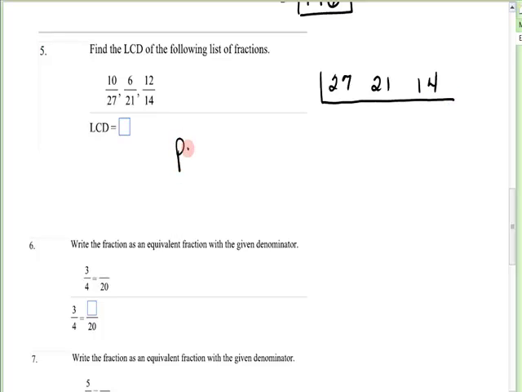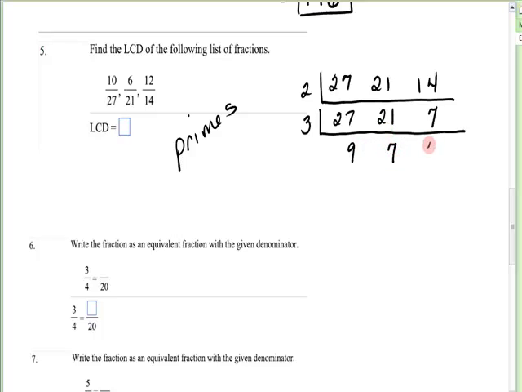I'm going to use my primes, remember, looking for this least common denominator. The smallest prime is 2. Will it go into any of them? Yes. It doesn't go into 27, it doesn't go into 21, but it goes into 14 7 times. All right, 2 doesn't work anymore. Does 3? Yes. Once again, you don't have to go in order, but I usually do. 3 goes into 27 9 times, it goes into 21 7 times, and it doesn't go into 7.